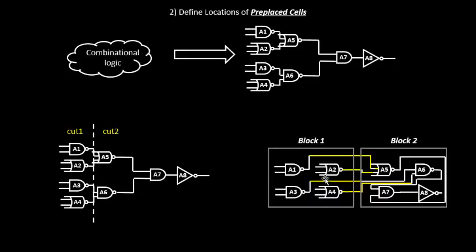Let's try to separate this out as two different blocks. So now if you look, A1 is connected to A5. The output of A1 goes to A5, and the output of A4 goes to A6. These are two different blocks. These are two different blocks, and this block will be implemented separately, and this block will be implemented separately.